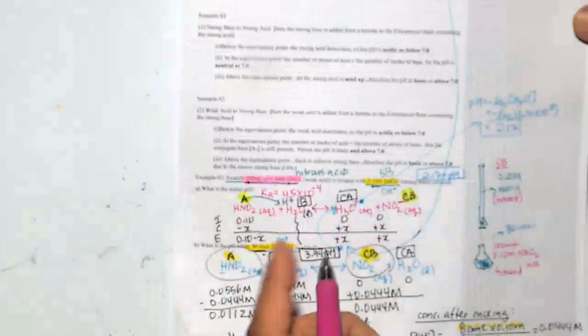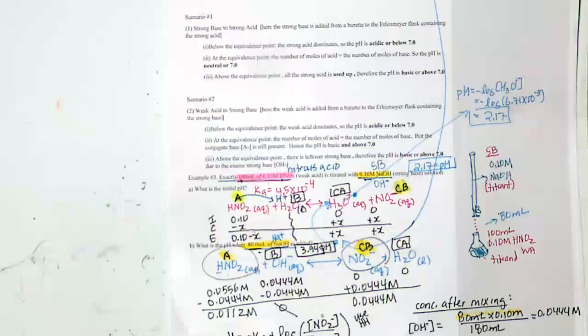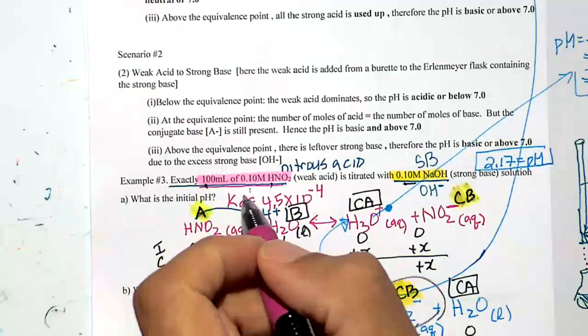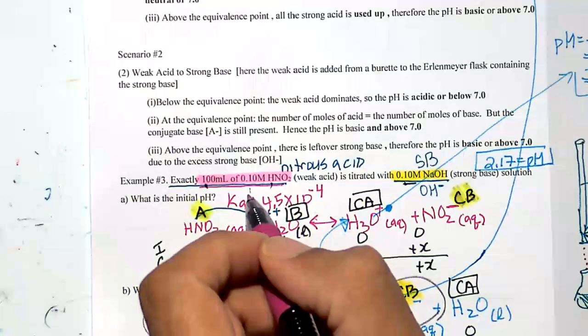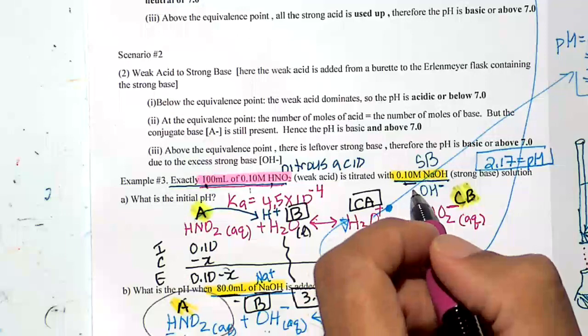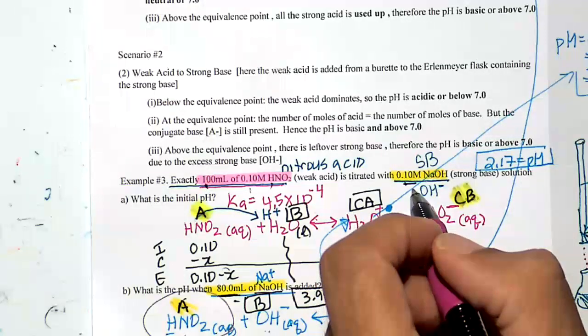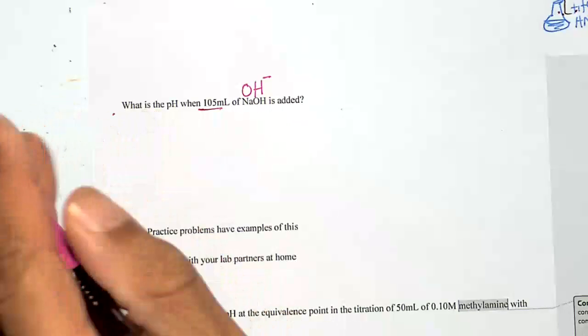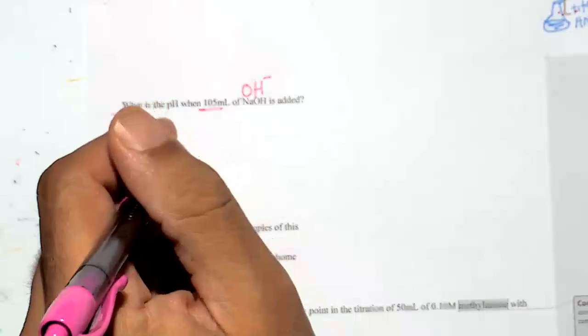So let's review here. Okay, we got 100 mLs. This is our initial conditions. We have 100 mLs of 0.10 molar HNO2. All right, that is titrated against 0.10 molar NaOH. All right, and how much NaOH are we adding here? 105. All right, so we'll calculate the concentrations after mixing.